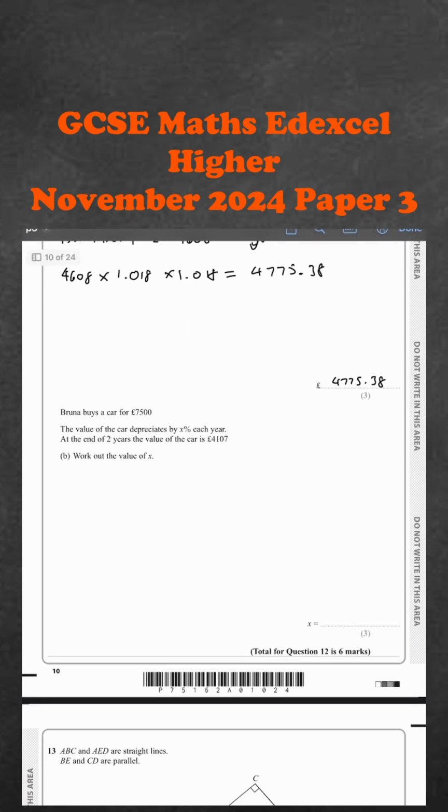Bruna buys a car for 7,500. The value of the car depreciates by X% each year. At the end of the 2 years, the value of the car is 4107. Work out the value of X.